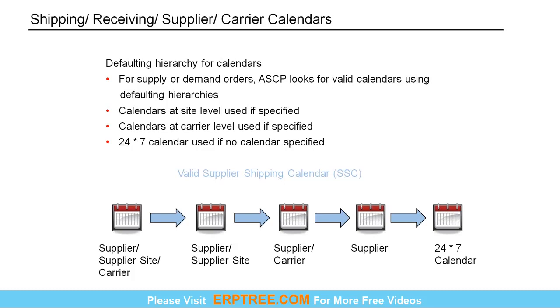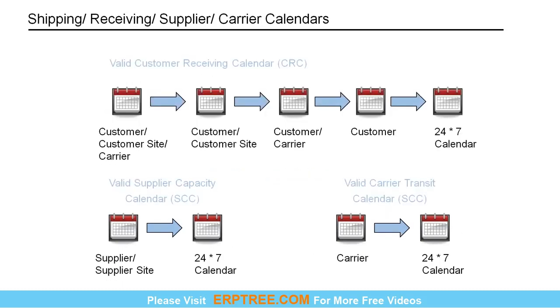Is it right, Aditya, that these are the different levels we can set the calendar for, where the system will pick? Not different levels. Basically, if you have defined different types of calendars, for example organization receiving, supplier shipping, carrier calendar, what is the order of preference by which the system sees all these calendars?